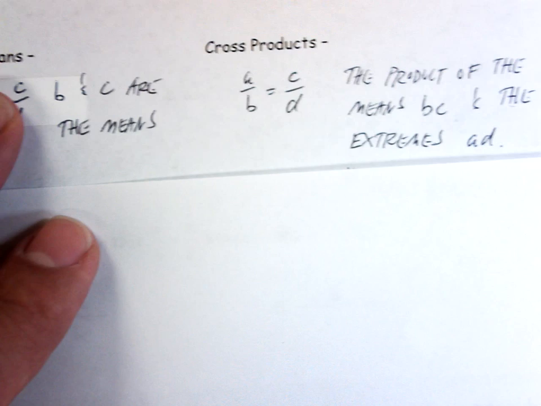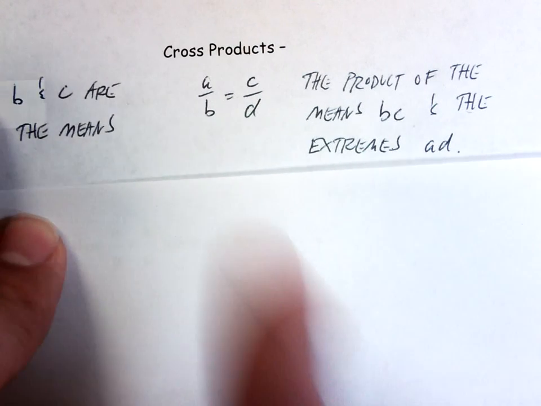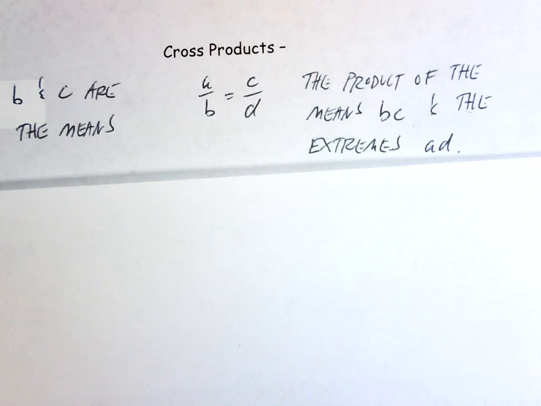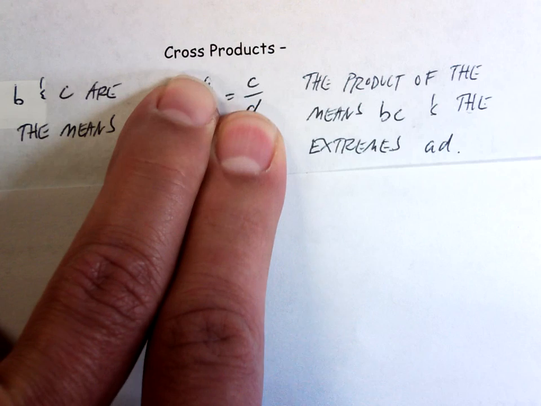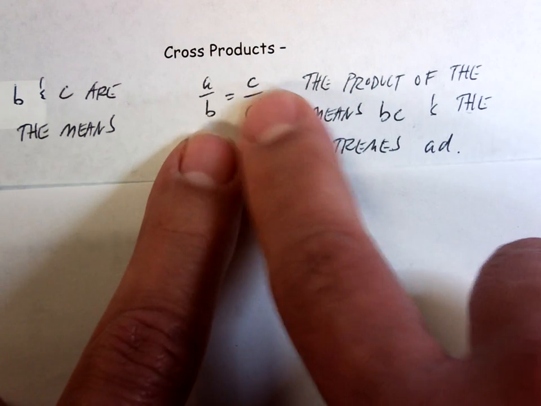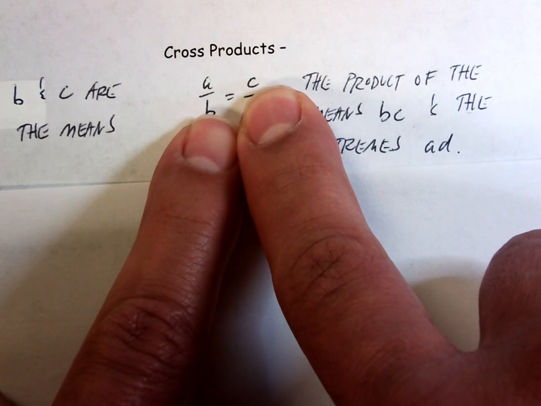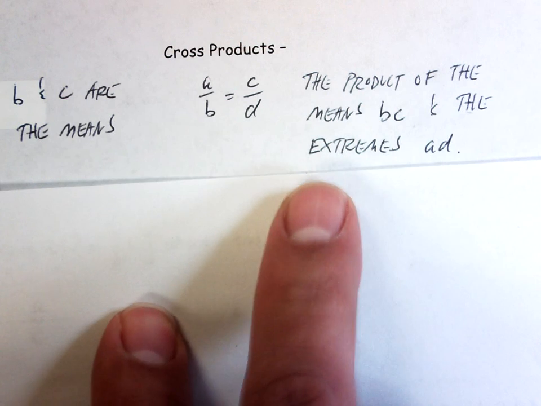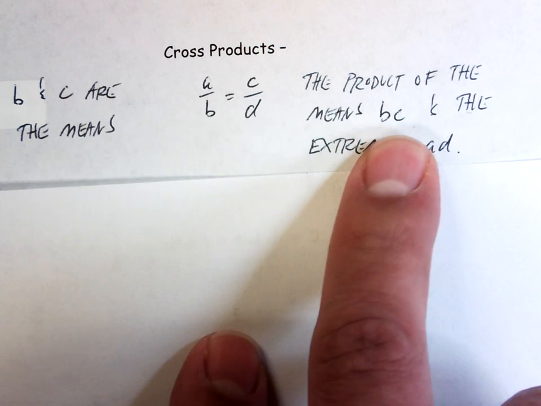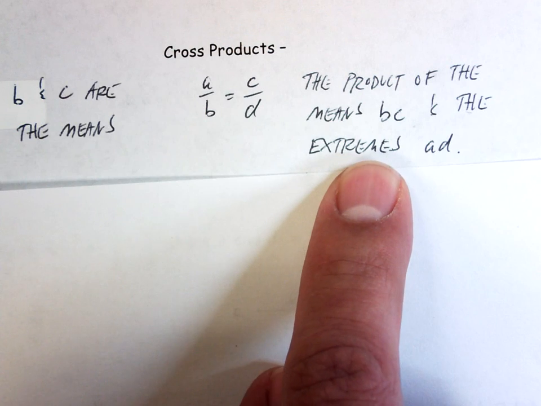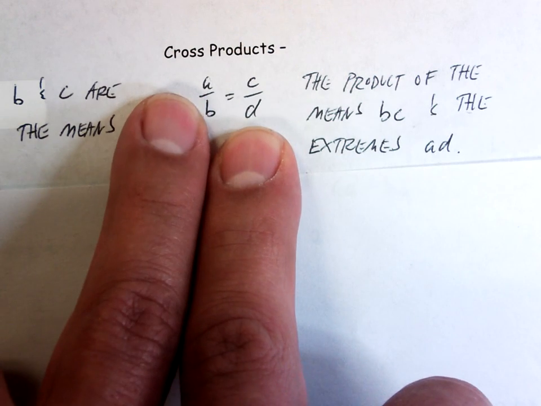All right, and cross products. So if I have, again, A over B equals C over D. I know y'all did this in Algebra 1, probably maybe 7th grade, 8th grade. When you do cross products, I take the A and the D, I multiply these two together, and then I multiply the B and the C, I multiply those two together. So it's the product of the means, which is the B and the C, so B times C gives me BC, and the product of the extremes, which is A times D.